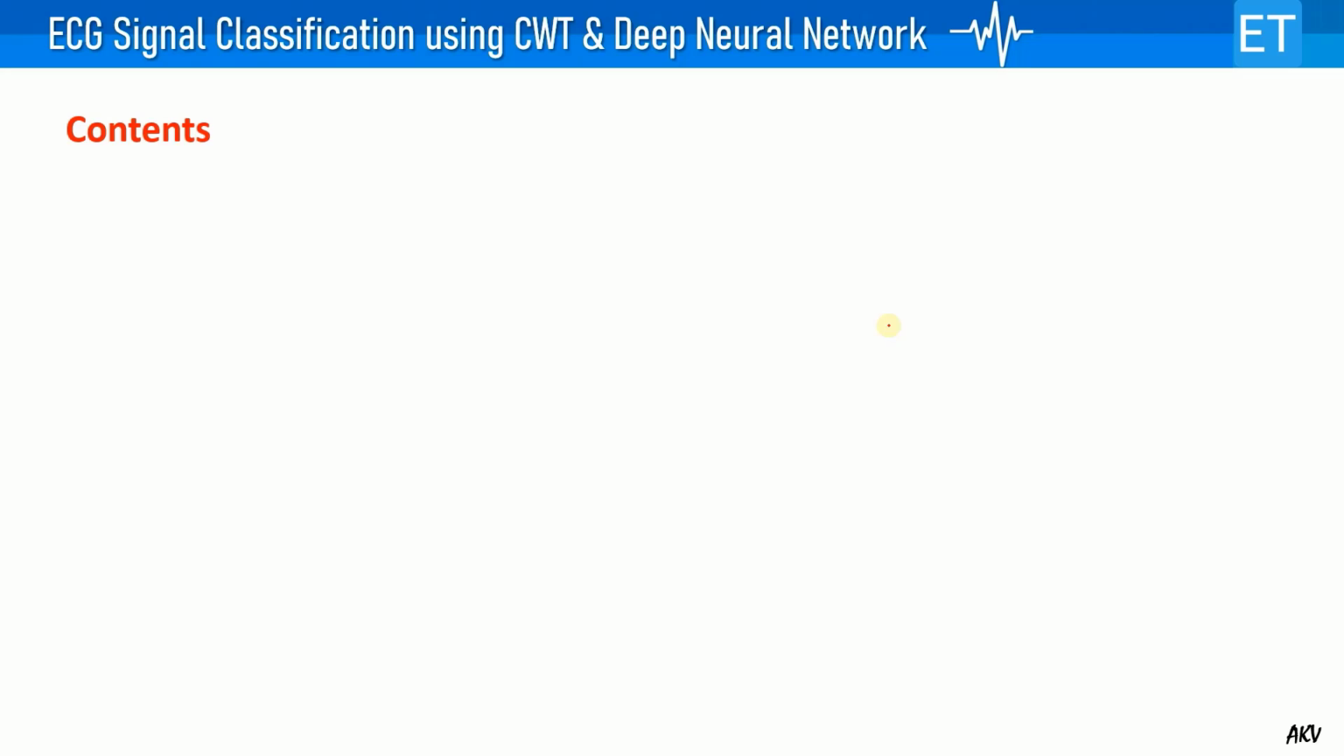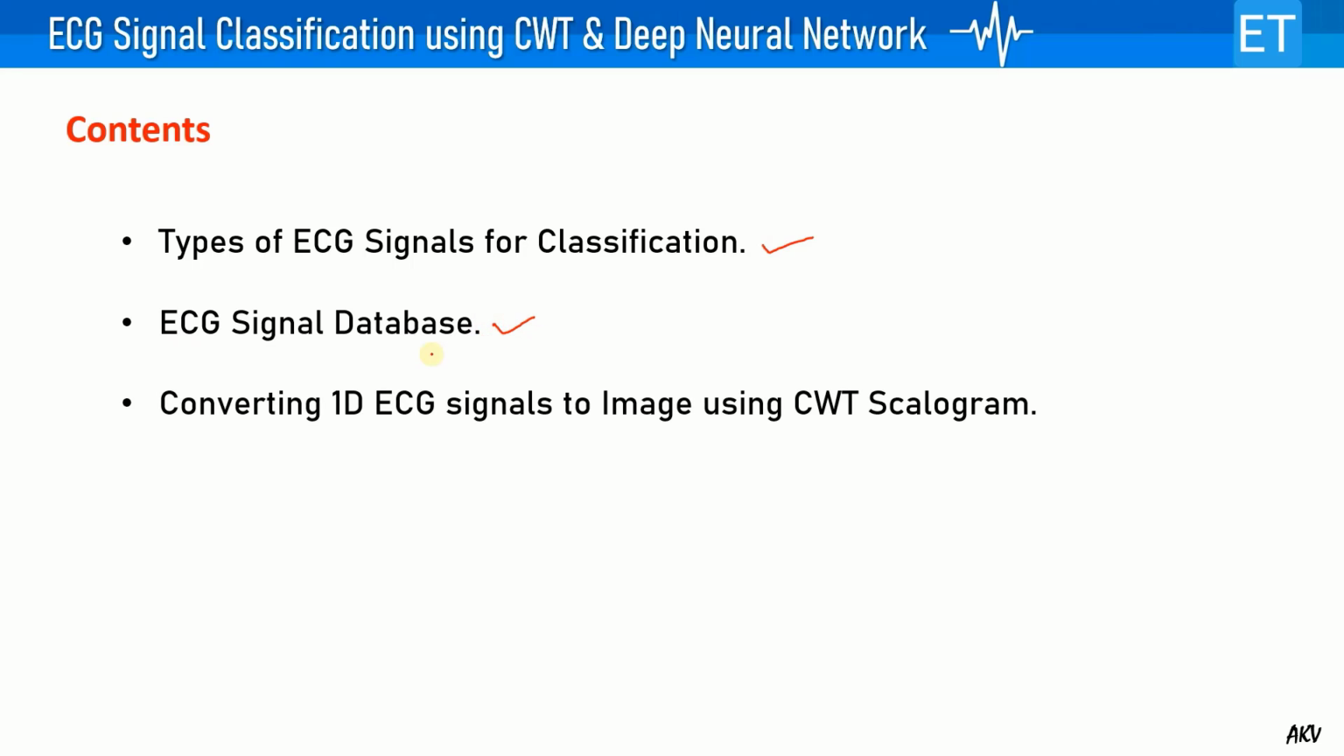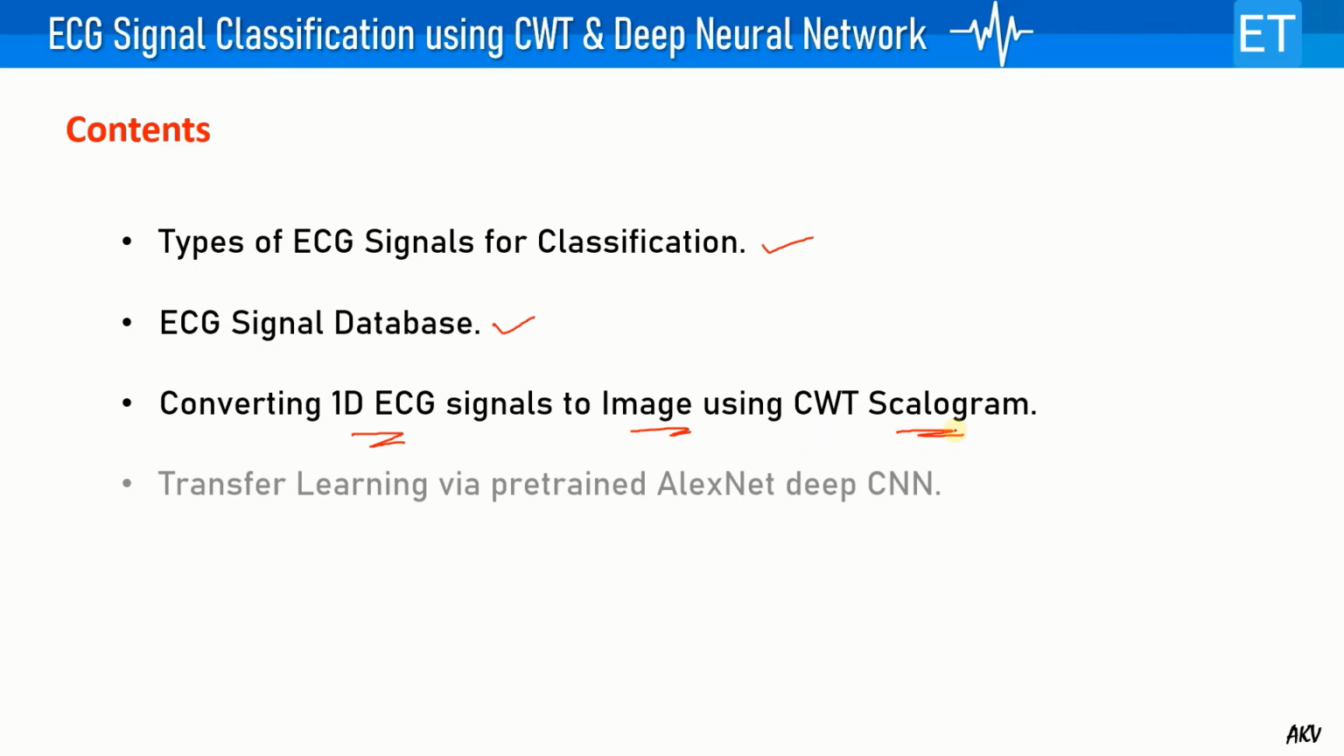Okay, let's see the contents of this video. First, I will explain the types of ECG signals for classification, and then I will explain about the ECG signal database which will be used for the classification. And after that, I will explain how you can convert the one-dimensional ECG signals to images with the help of the continuous wavelet transform coefficients in the form of a scalogram.